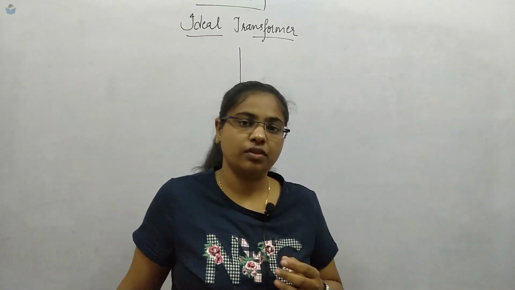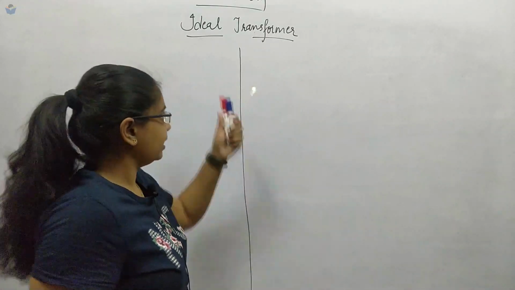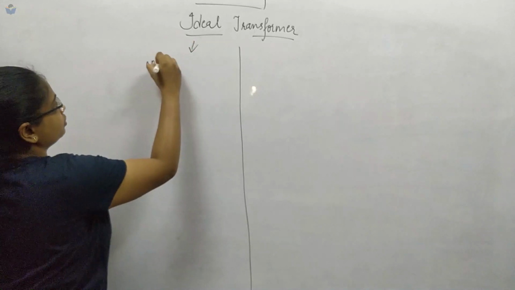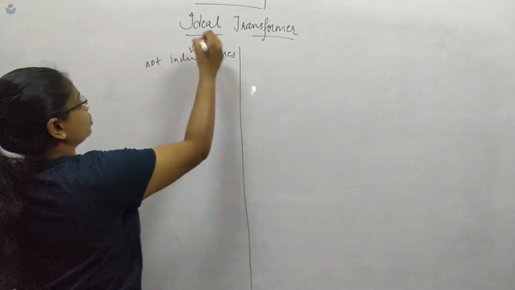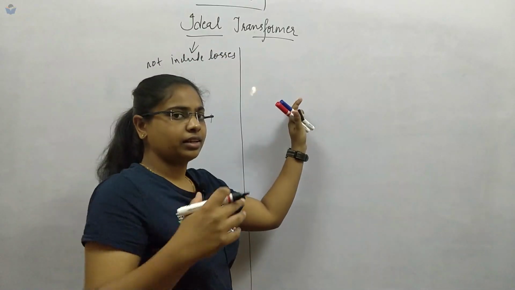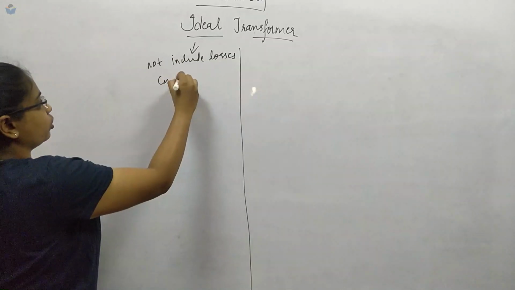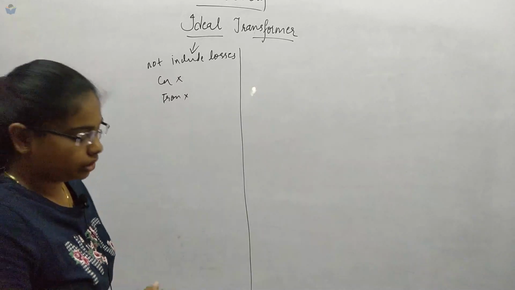So in this lecture, we will study about the ideal transformer. Basically, an ideal transformer means we will not include losses. Losses are neglected. That is why we call it an ideal transformer. However much current is generated, that much amount of flux will also be generated. There will be no copper losses or iron losses. We will not consider those.